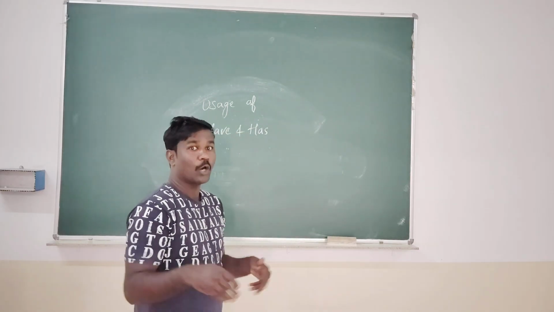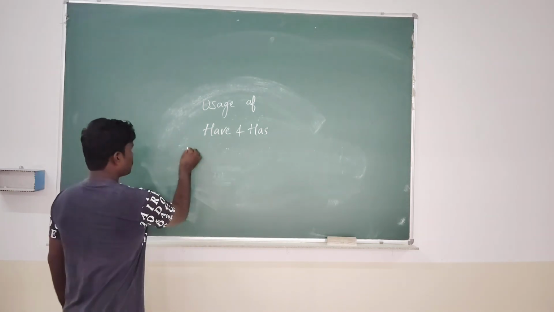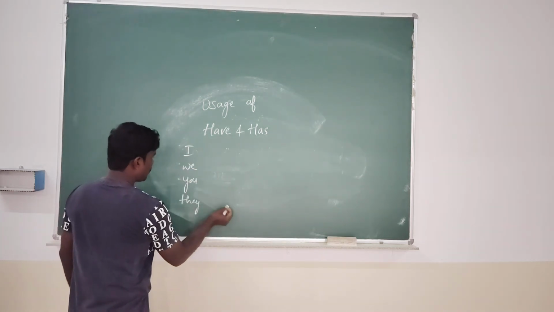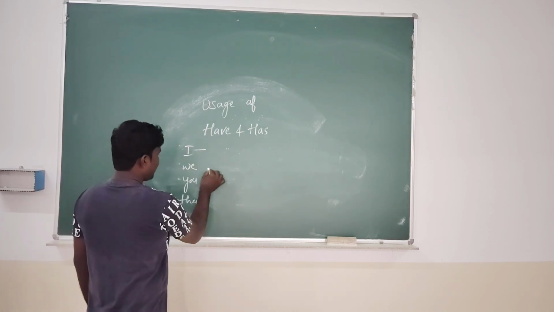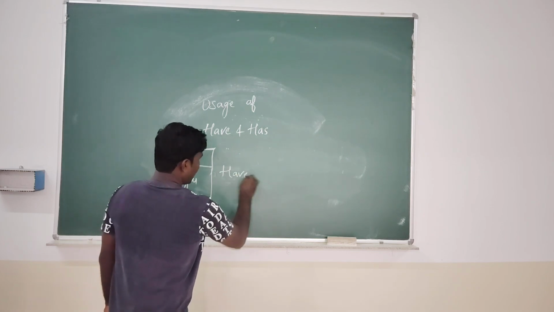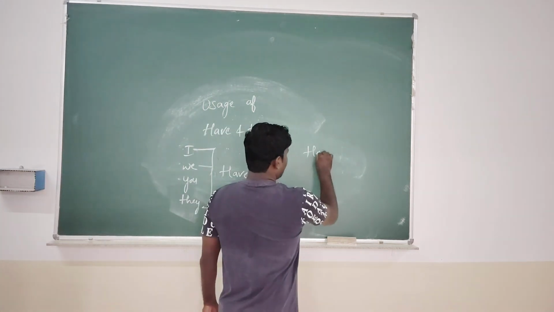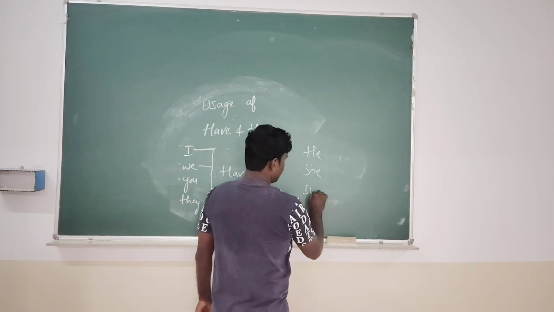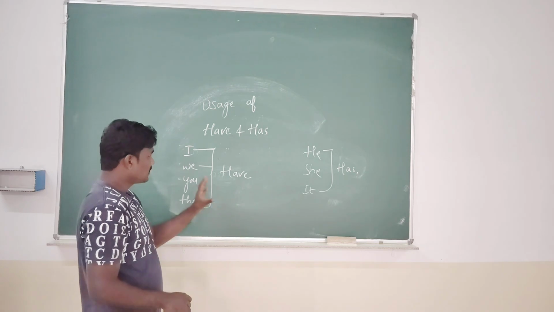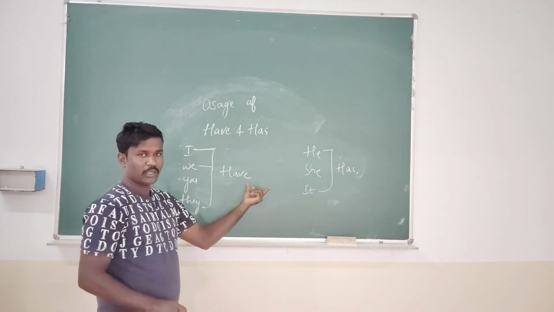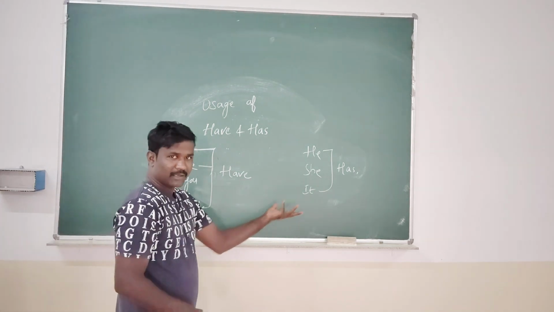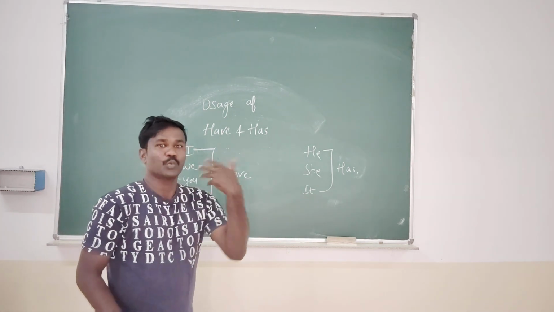Now when the action is completed, how do you say it? Let's make a sentence. I am going to write some subjects here. For I and we, and for all of these, we use have. And for he, she, it, we use has. So this is the first rule that we have to follow when we are making sentences by using have and has.